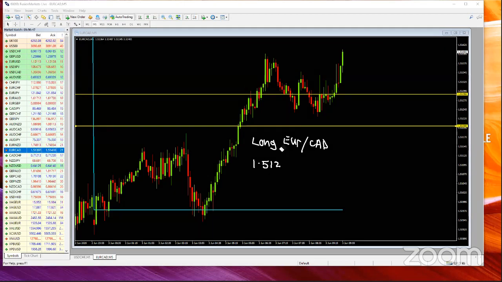EuroCAD. Yeah, so it's a long EuroCAD, 1.51290 is the entry, with a stop loss. It looks like it might well come back here at 1.5120. Now, I'm a fan, I've got to tell you, but I can't find an entry myself.